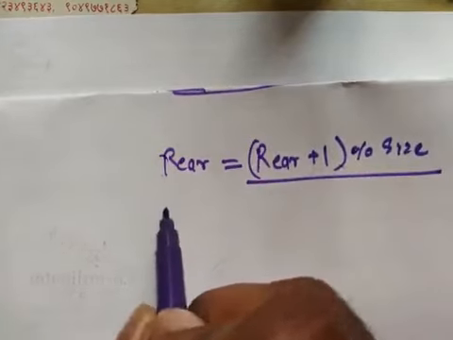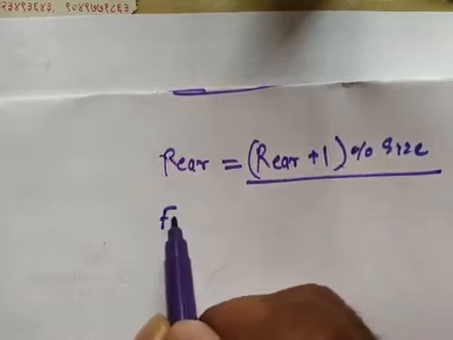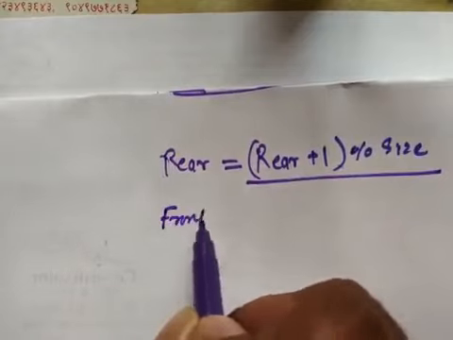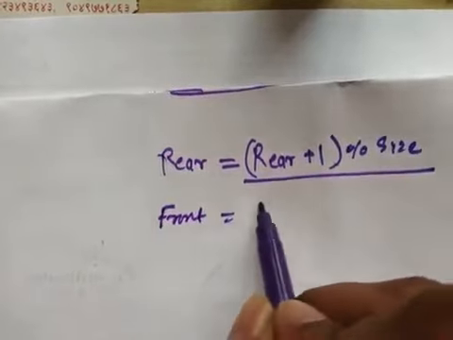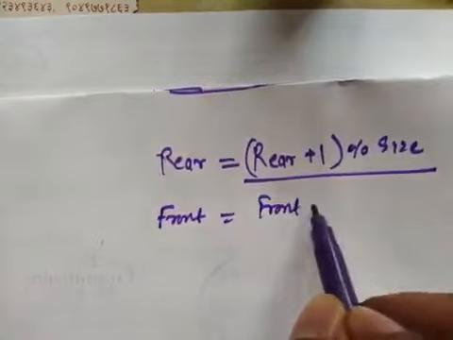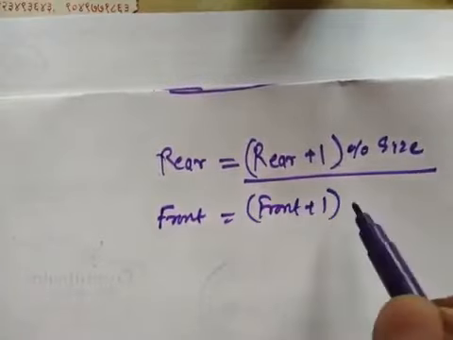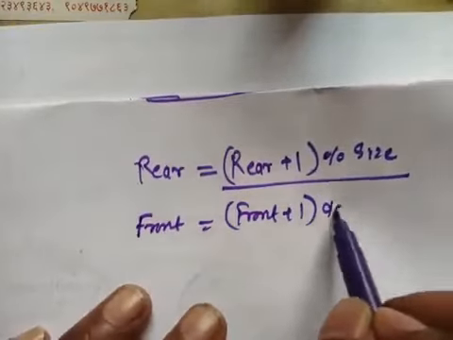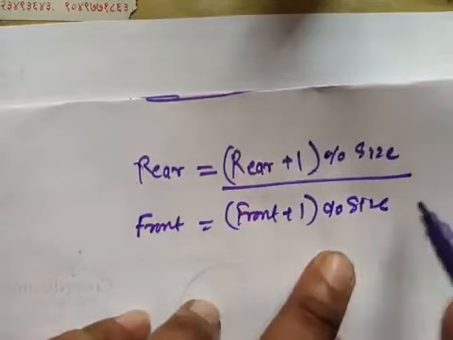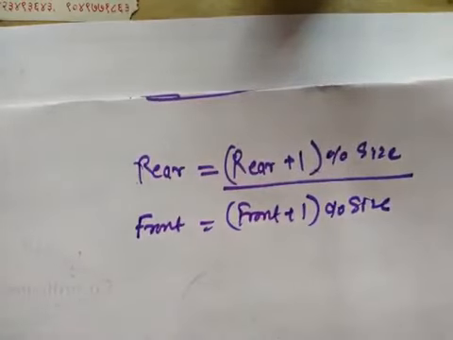Okay, now for front also we have one formula. What is that formula? Front is equal to front plus 1 mod size of array, or you can say size of our linear queue.